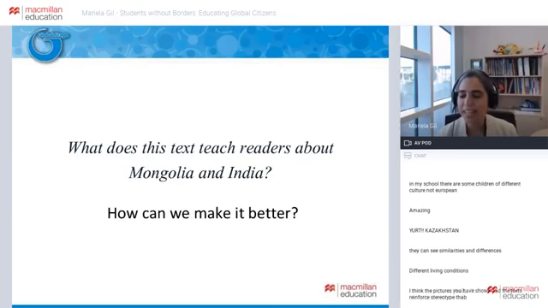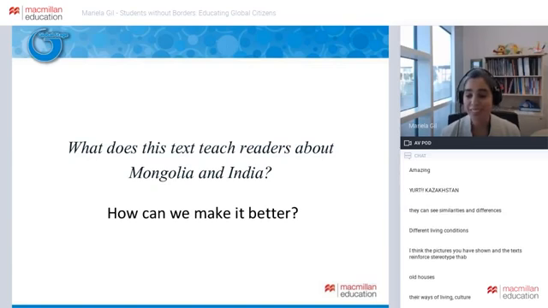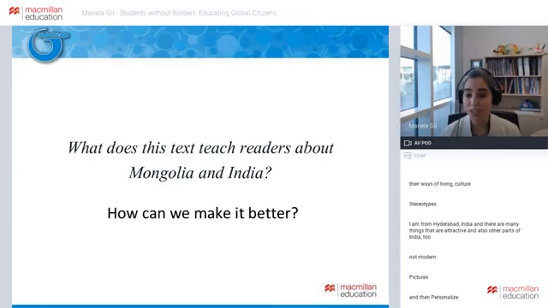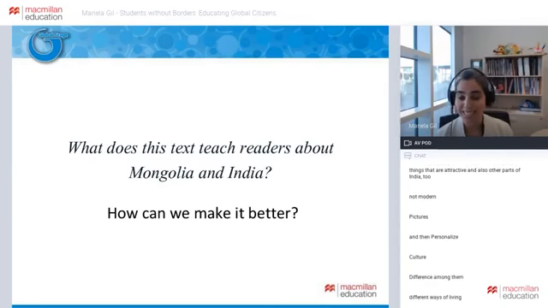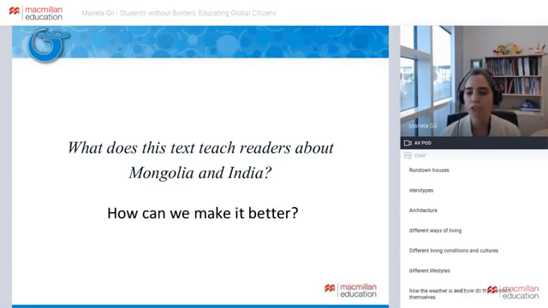Yes, somebody says, I think the pictures you have shown in the text reinforce stereotypes. Yes, I agree with you. It's true that there are yurts in Mongolia. It's true that there are traditional homes in India. But how can we make this text better? What can we do to make this text show different ways of living, different living conditions and cultures?